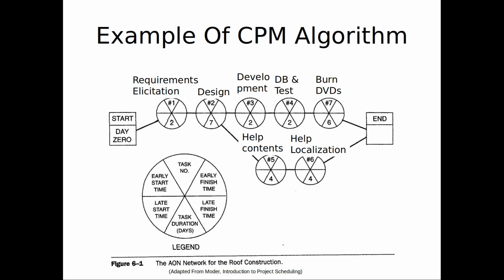The earliest that number 1 can start is what then? 0. And the earliest it can finish? Day 2. Good. How about number 2? What's the earliest it can start, given that 1 has to be finished before 2 can start? 2. And the earliest you could finish? 9. Okay, number 3. What's the earliest she can start? 9. The earliest you can finish? 11. Okay.